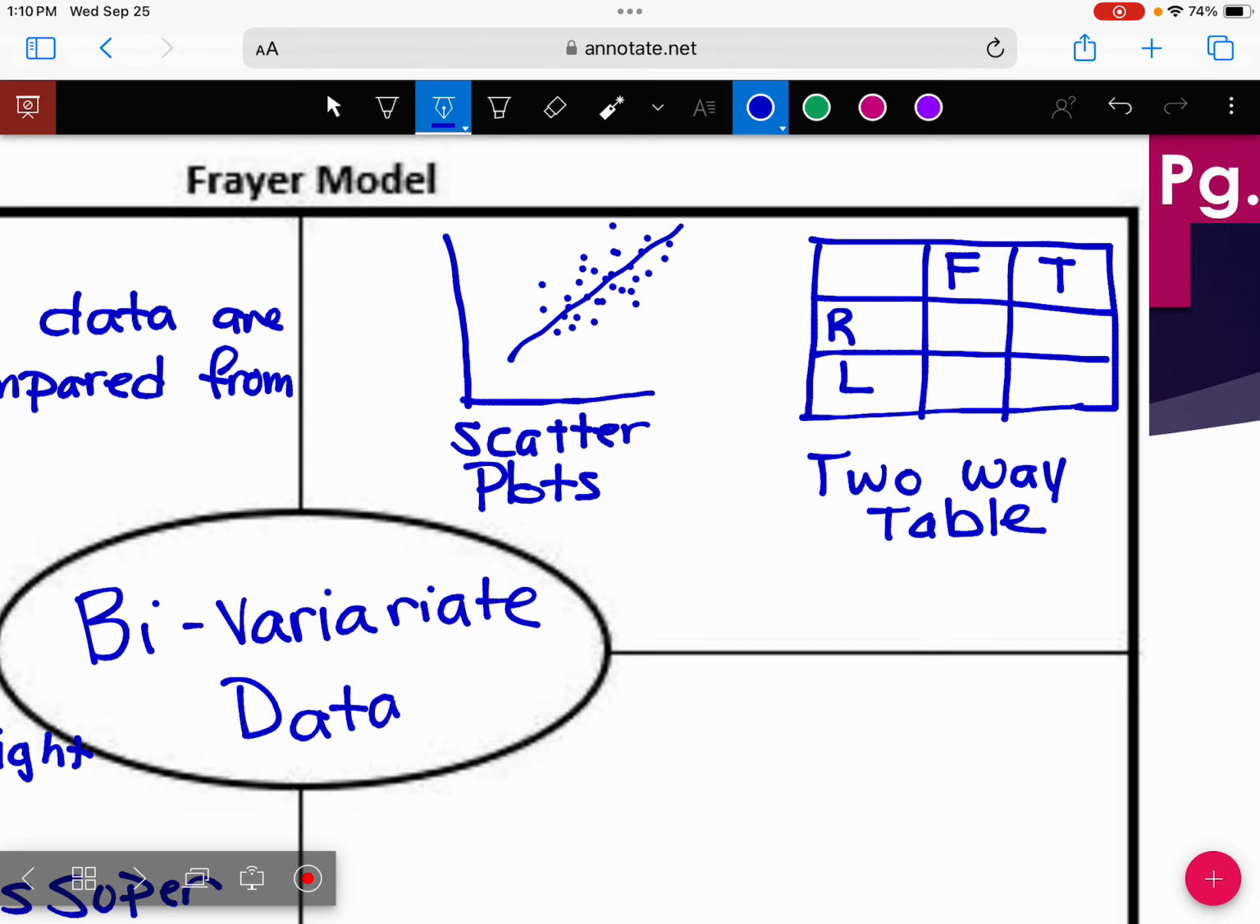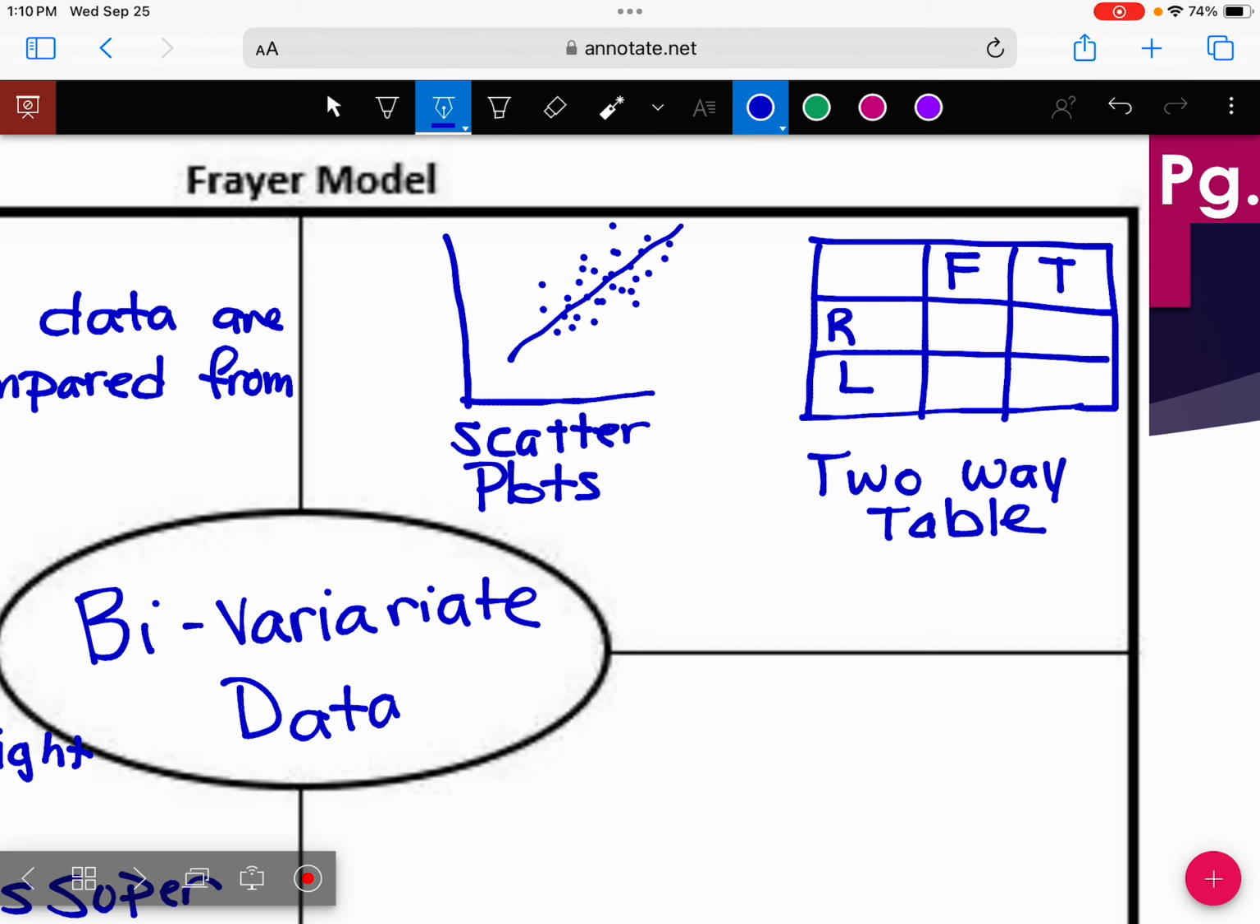And it can have more information than that. I could put lots of boxes out. They can look almost like an Excel spreadsheet, because that's kind of where a two-way table was born. So two-way tables we're going to use a lot. Scatter plots we're going to use a lot.